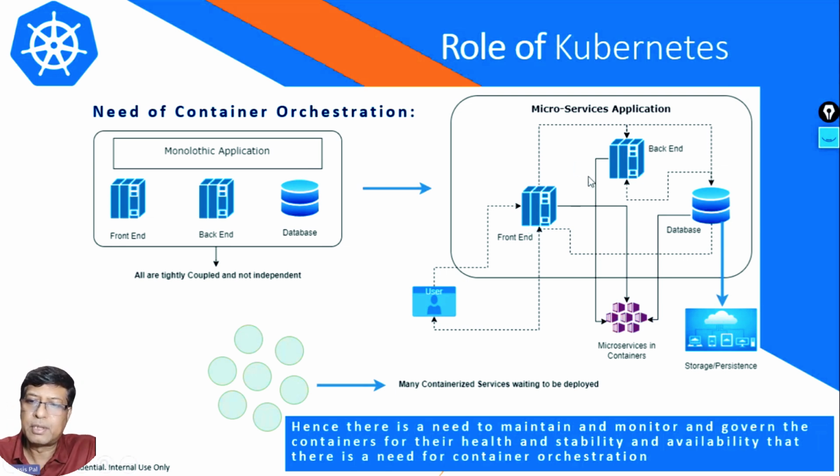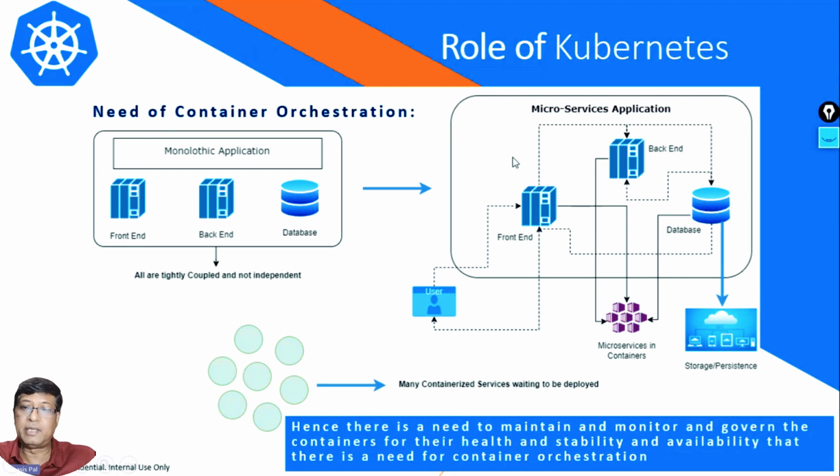No, two pods will not be tightly coupled with each other. That means that if two pods are talking to each other over a pod network, it does not mean that if one pod goes down, the other pod will also go down. No, they are not dependent. They are isolated and can work independently. Hence, there is a need to maintain, monitor and govern the containers for their health and stability.